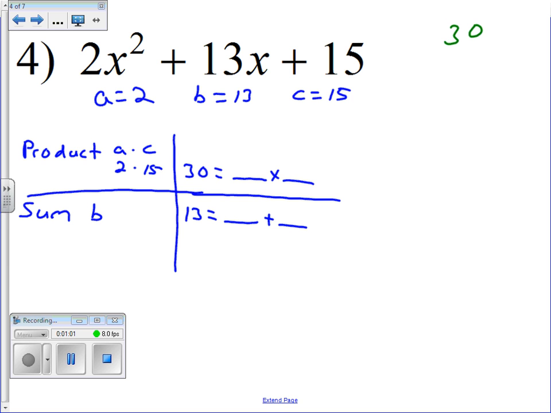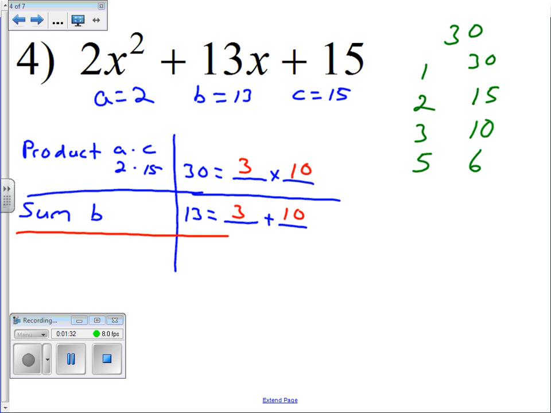All right, so 30, we have 1, 30, 2, 15, 3, 10, 5, and 6. So the two numbers that will work will be 3 and 10. So 3 times 10, 3 plus 10 works. So I'm going to rewrite and then do grouping.